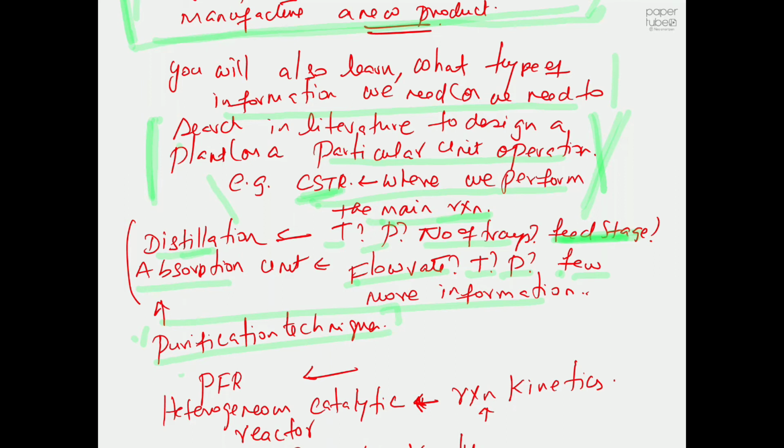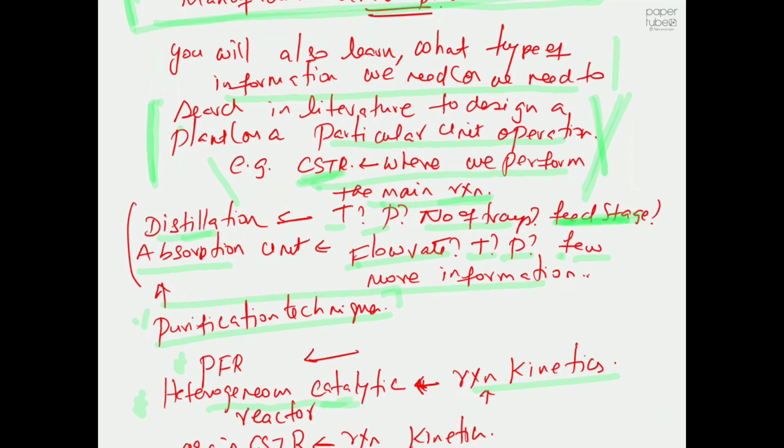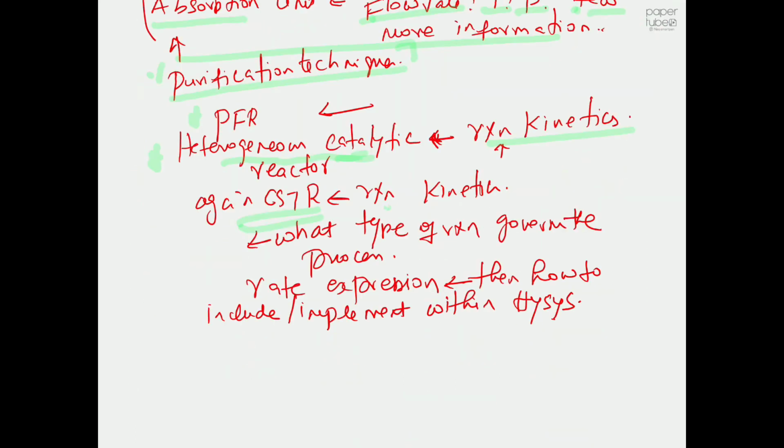And say for example a plug flow reactor or maybe a heterogeneous catalytic reactor, again we need to worry about reaction kinetics and what type of kinetic expressions we need in order to simulate a heterogeneous catalytic reaction. And coming back to the CSTR, again we need to worry about reaction kinetics. What type of reaction? Is it first order? Is it second order? Which type of reaction can explain how fast your reactants are getting converted into products?